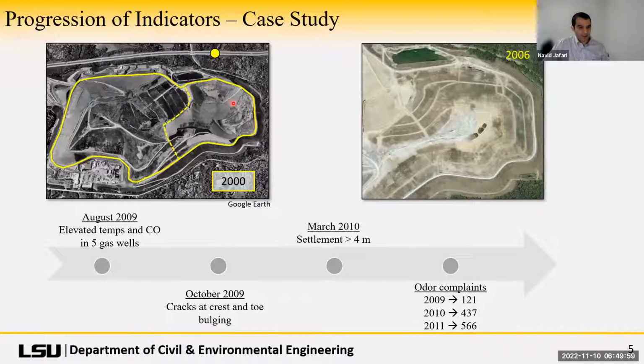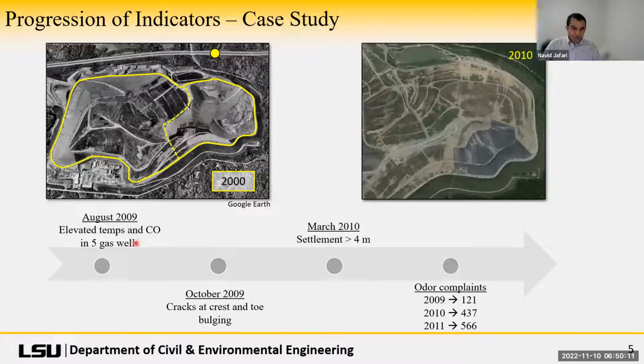Cells 4 through 6 were constructed in the early 2000s. By 2006, you can see that these cells are pretty much complete. They've been filled up. When we get to about 2009, there are reports of elevated temps and carbon monoxide in 5 gas wells. And if you look at the Google Earth maps, you'll start seeing a geomembrane located on cell 5 of the facility and here at the corner. And those 5 gas wells correspond to this specific location.